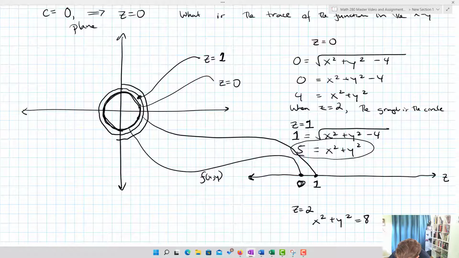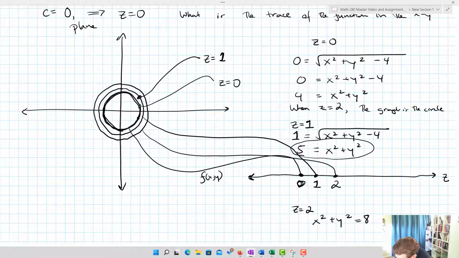Or it's a circle of radius just slightly less than 3, it's the square root of 8. And so that's going to then map to z equals 2. And that's the idea. So what we're getting here are these things called level curves, and this is called a contour map.